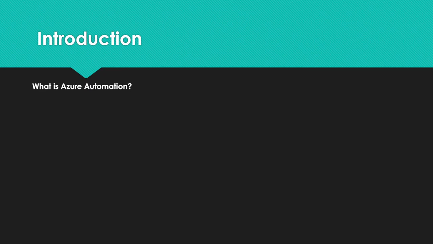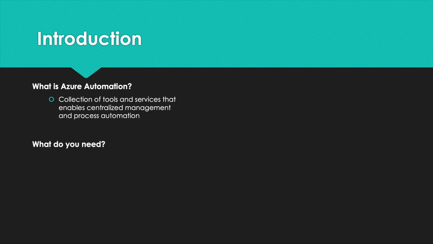So what is Azure Automation? Azure Automation is a collection of tools and services that enables centralized management and process automation. Think of it like a framework that allows you to orchestrate different pieces of automation within your organization or environment.